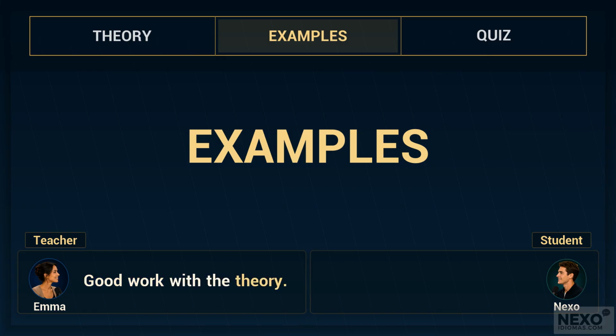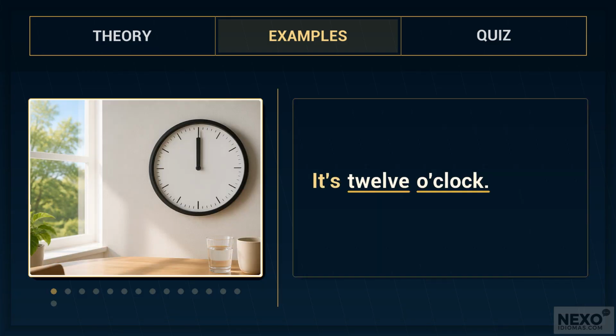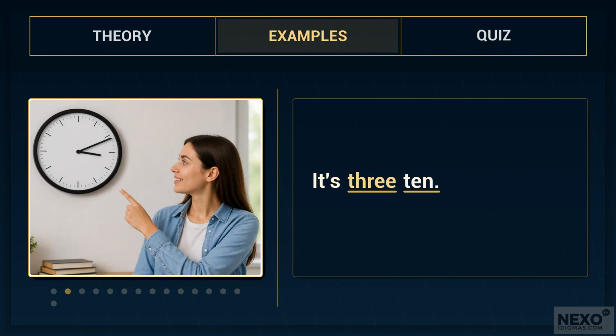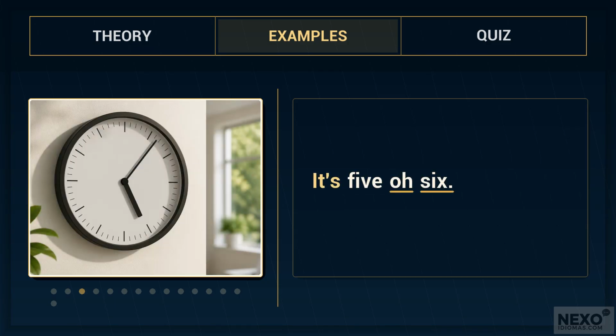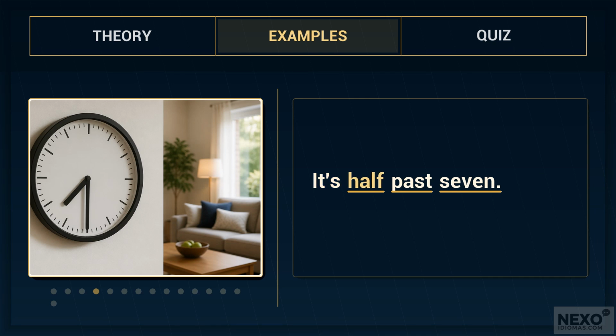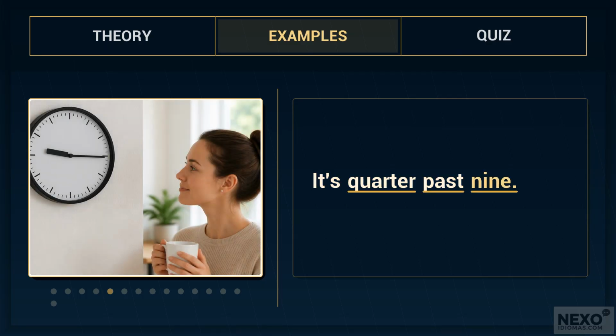Good work with the theory. Examples will help me say the time. It's 12 o'clock. It's 3:10. It's 5:06. It's 7:30. It's 9:15.